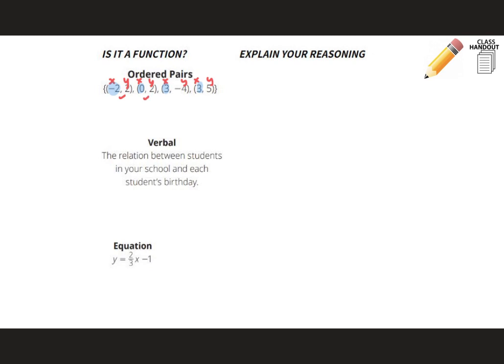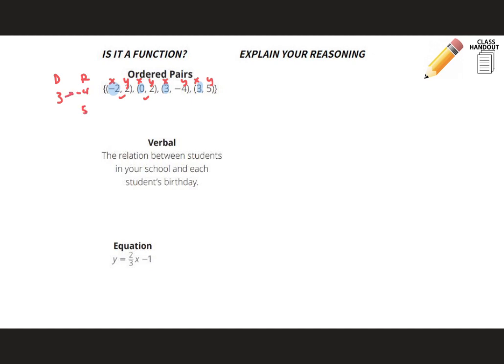Looking at my next pair, I have a 3, -4, so my x value is 3. According to this ordered pair, 3 maps to -4. But if we look at our next ordered pair, it says that 3 goes to 5. So if we think of this as like a mapping diagram, we have 3 in our domain, and in our range, 3 is going to go to -4, and it's going to go to 5.